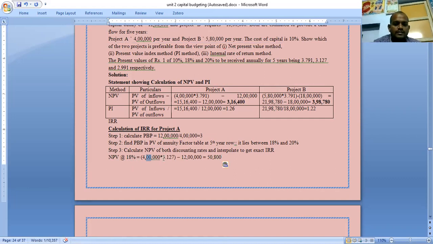Inflows are 4 lakhs. We have to multiply this 4 lakhs with the 3.127, which is the present value of annuity factor at 18%, minus present value of outflows 12 lakhs. So it comes around 50,800.